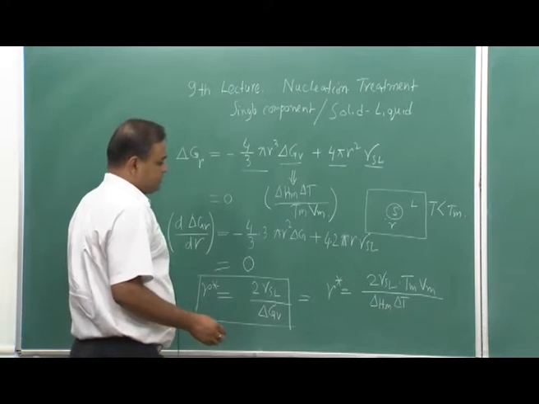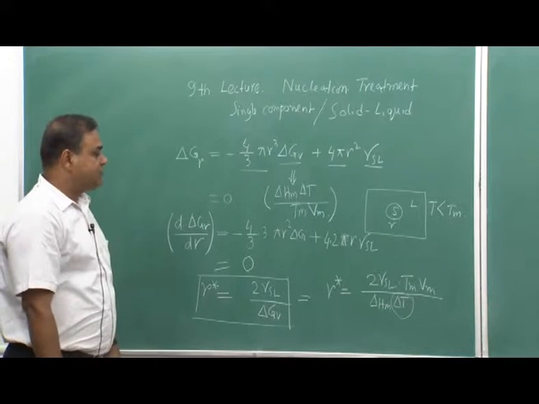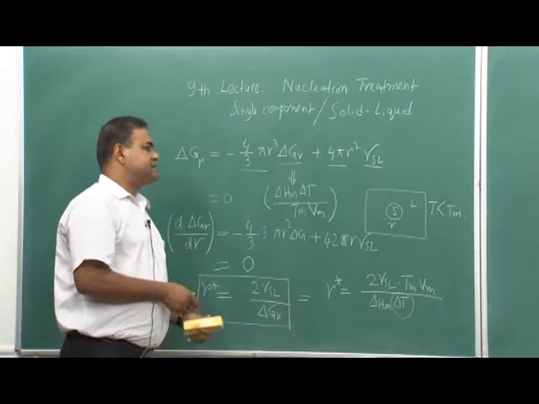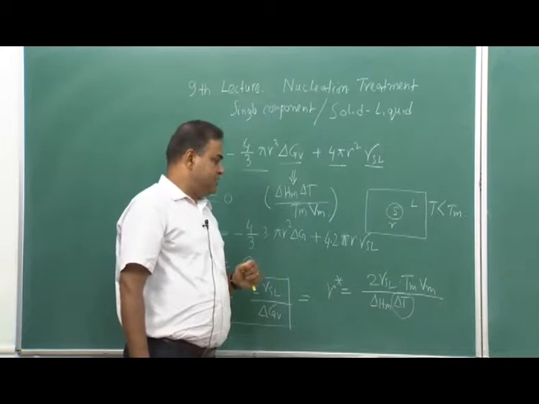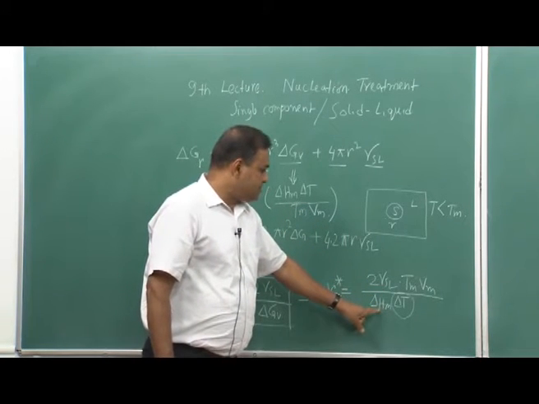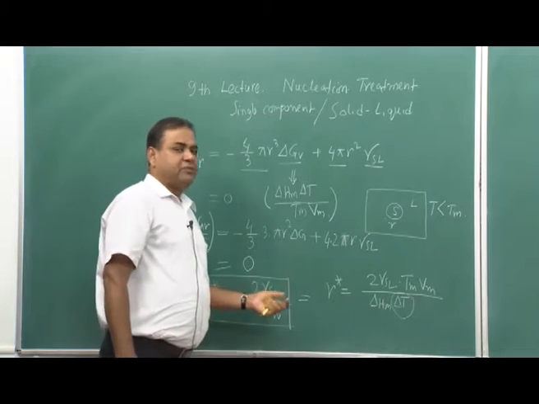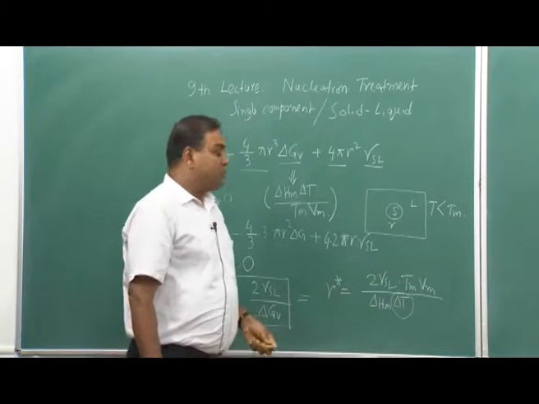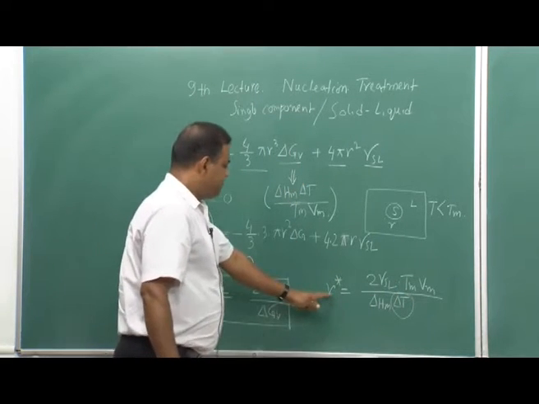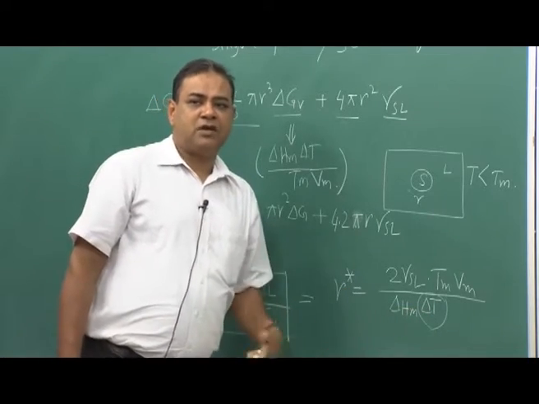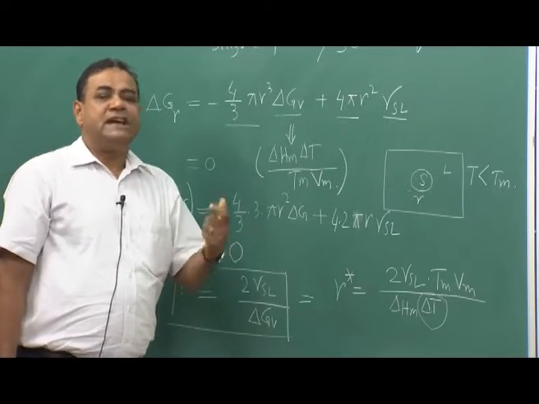Now, it is pretty clear that as we increase del T, that suggests that as we go down the temperature axis below T m, this R star keeps on decreasing. Since this is a constant term, this is also constant, because for a particular solid liquid transformation, the molar volume of that single component system remains constant. So, there is inverse proportionality between R star and del T, or in other words R star decreases with increase in undercooling or decrease in temperature.